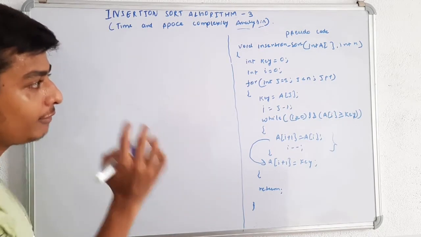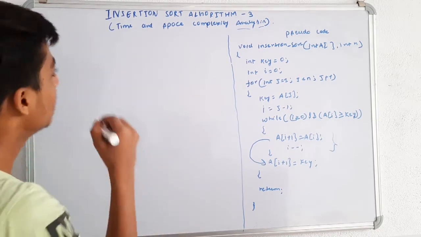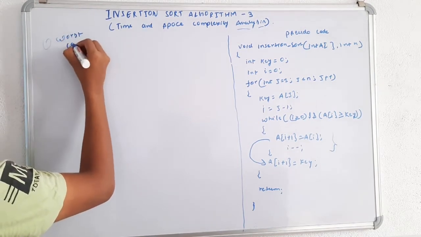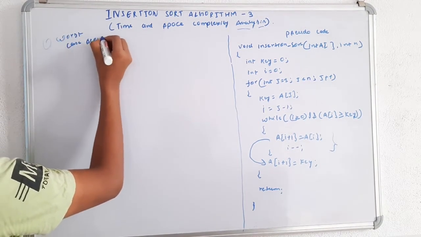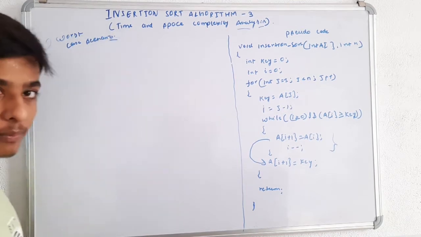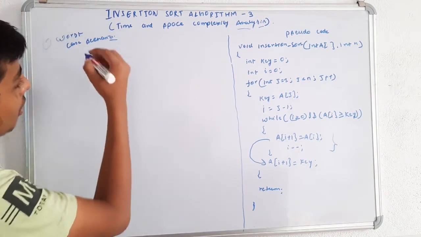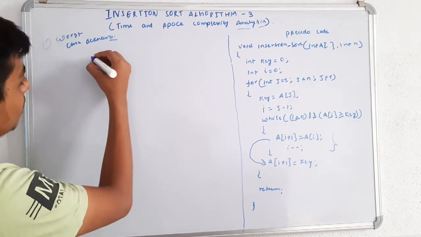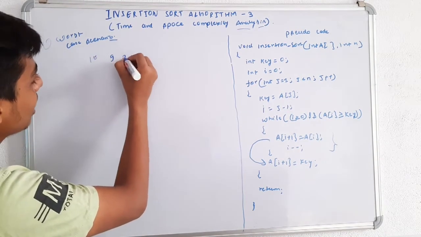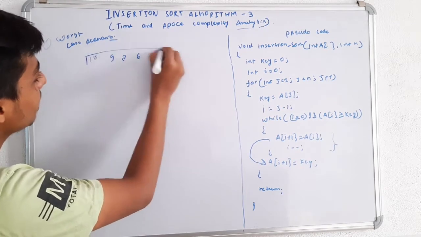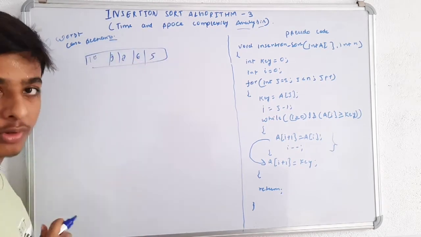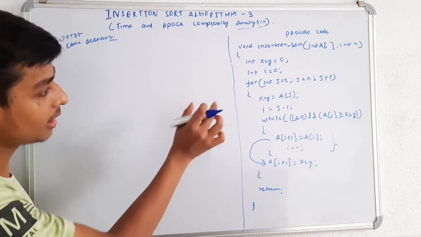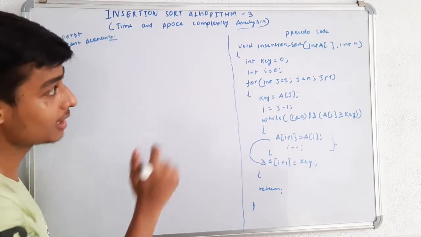So first we are going to do two cases. The first case is the worst case. The worst case scenario will occur when your array is sorted in descending order. That means if this is your array, then this is the worst case scenario. So now let's see the running time of this algorithm in the worst case scenario.